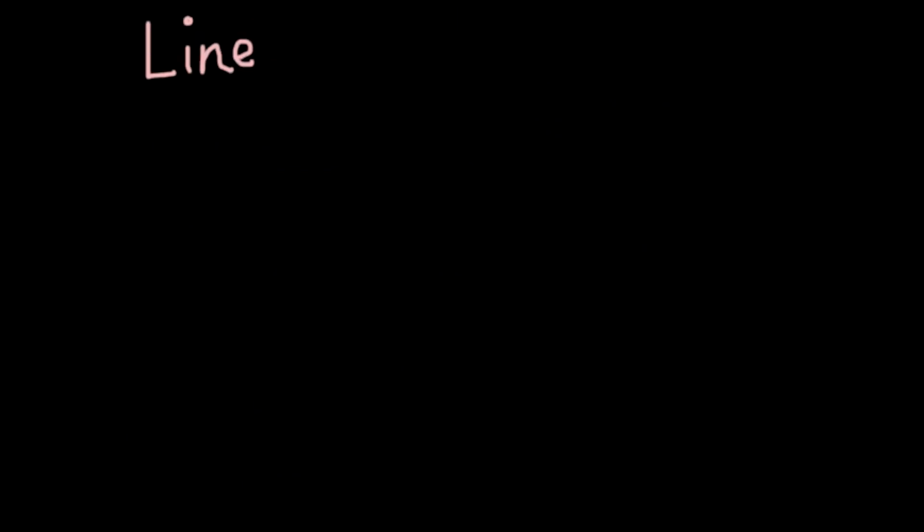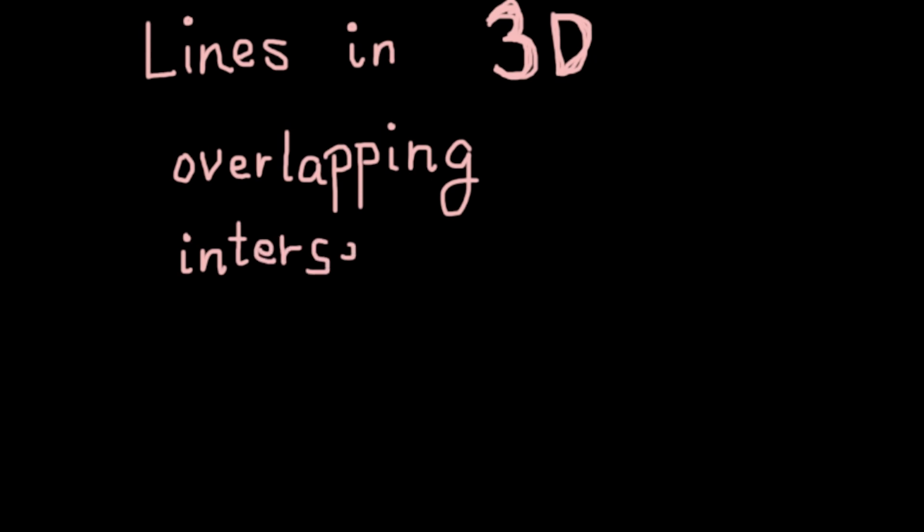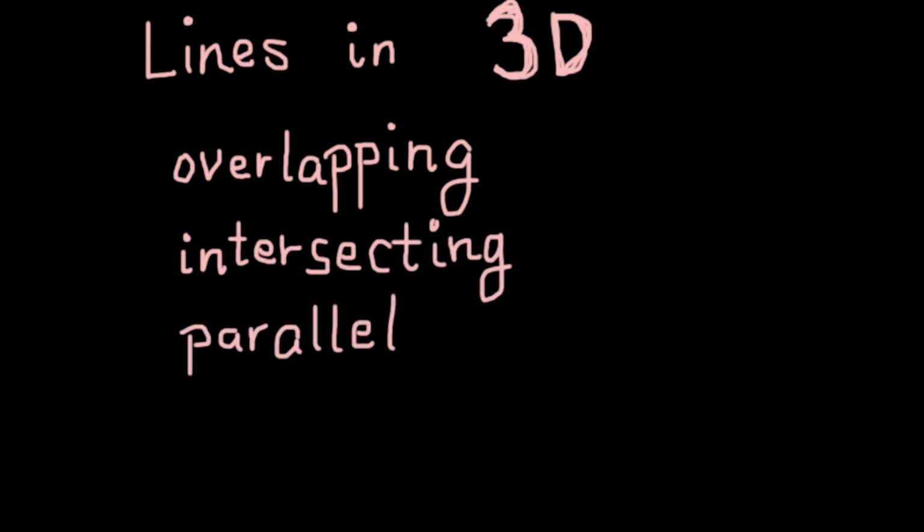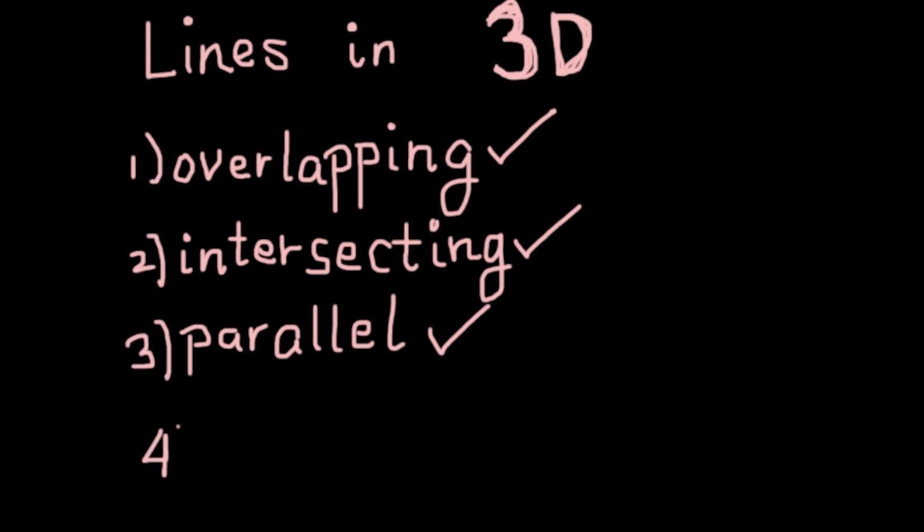Now, let's take these ideas to 3D space. Just like 2D, we will have overlapping, intersecting, and parallel lines in 3D. However, there will be another case in which two non-overlapping lines will neither intersect nor be parallel to each other. That means that even though they never meet, the distance between those two lines would keep changing. And since the distance is changing, there will be a shortest distance.